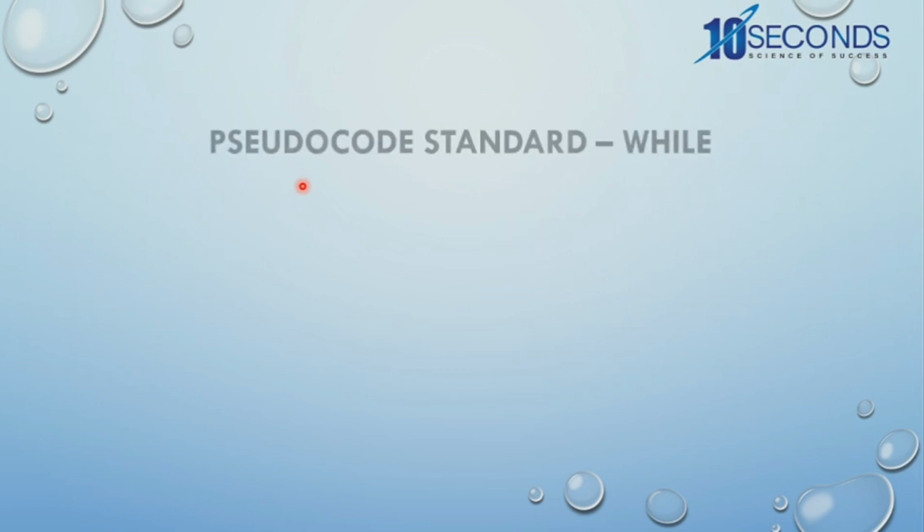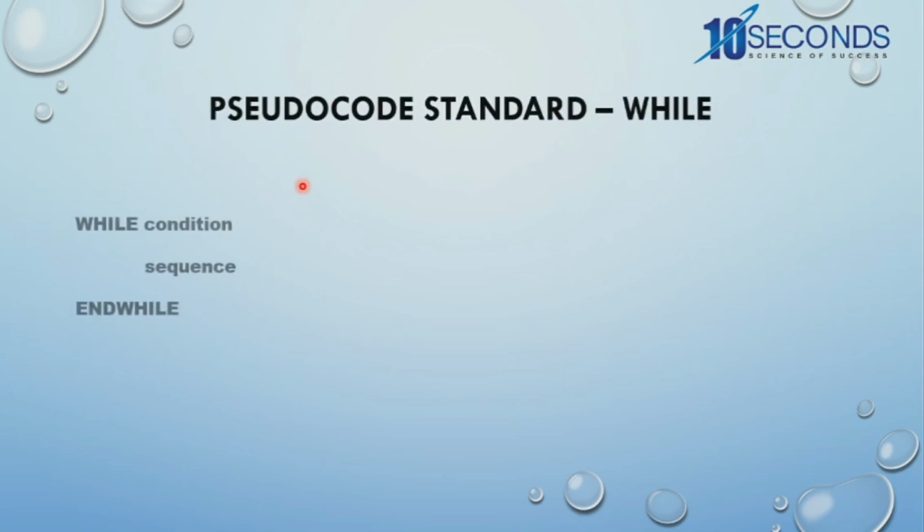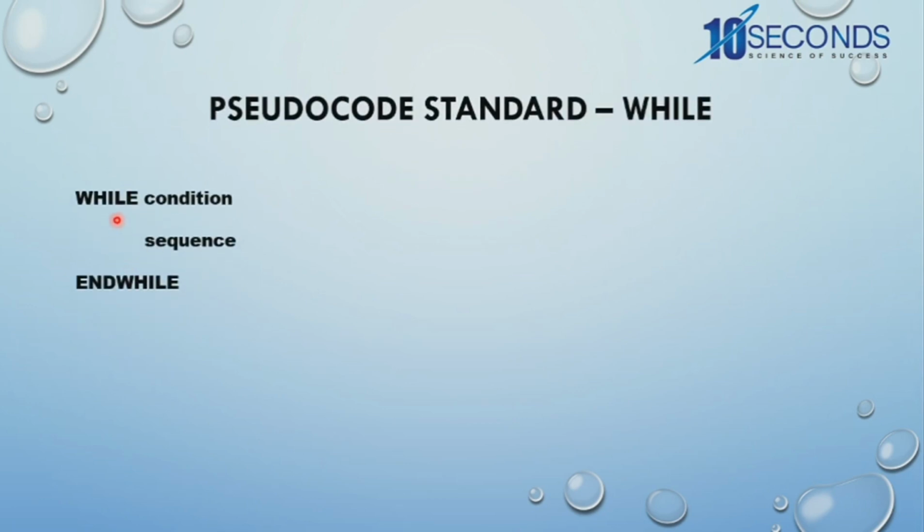Next we will go to how to write pseudocode in the case of while. It is very simple. While condition, sequence of statements, and end while. Here it is better if you give a space between end and while. I have not given the space, but it is better if you give the space between end and while.